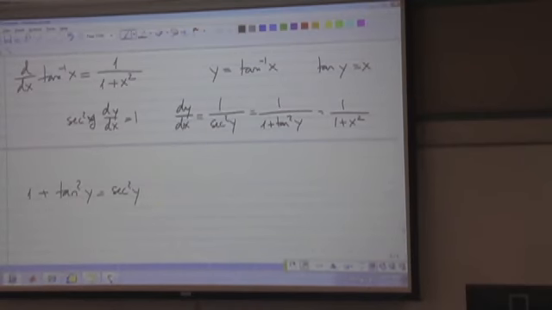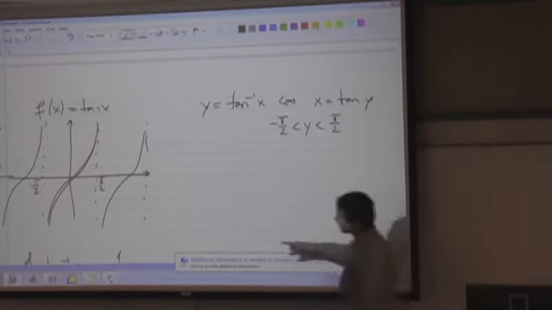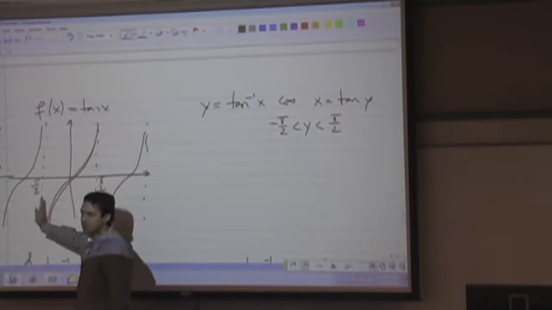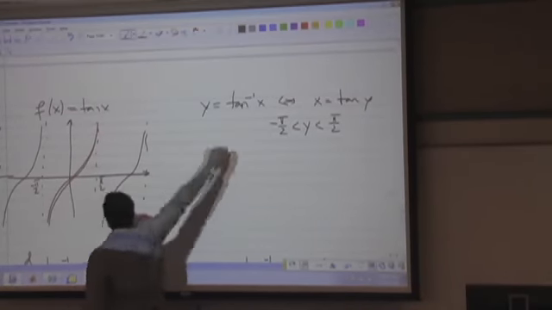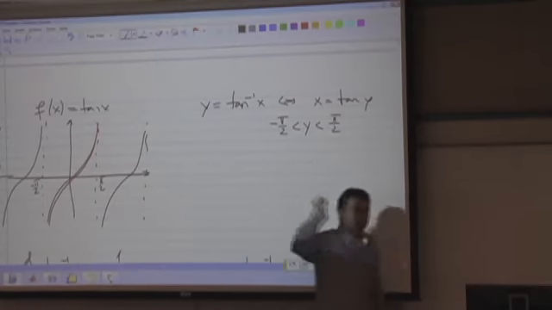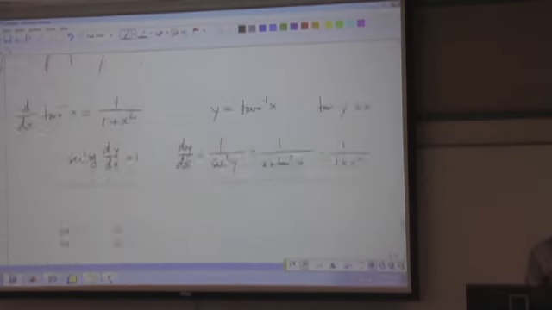All real numbers? Right? Think about your graph of tangent. If I reflect this over the line y equals x, I'll start here, go up, and then just shoot to infinity. Or, I guess, I'll go to pi over 2, but x can go to infinity. Okay.